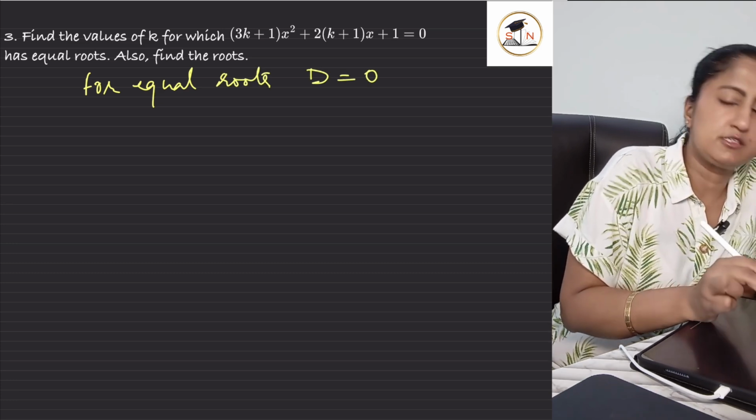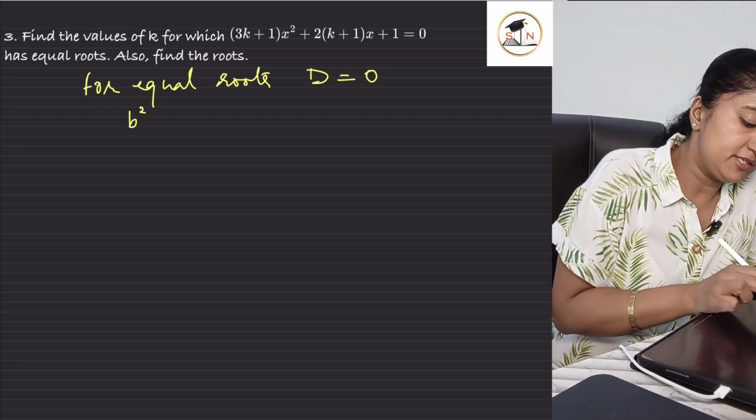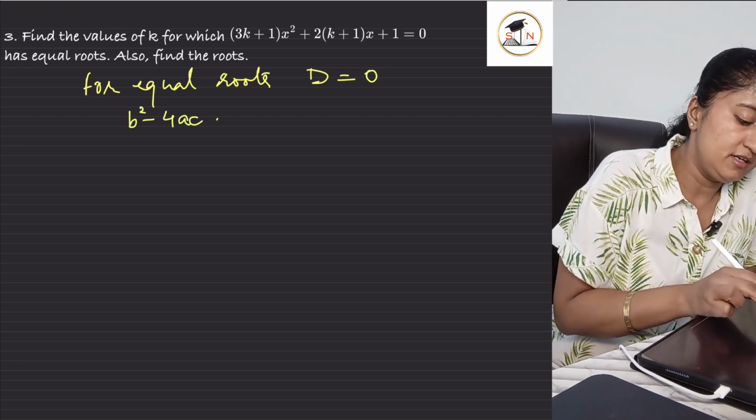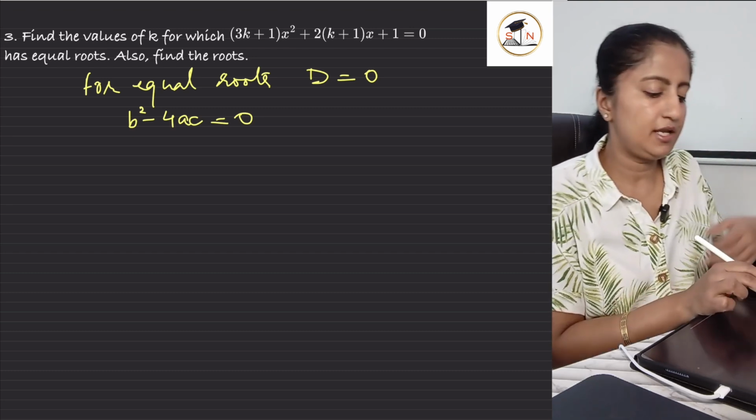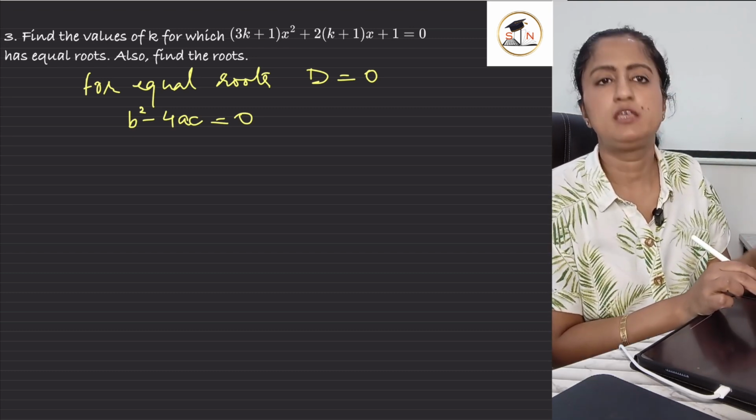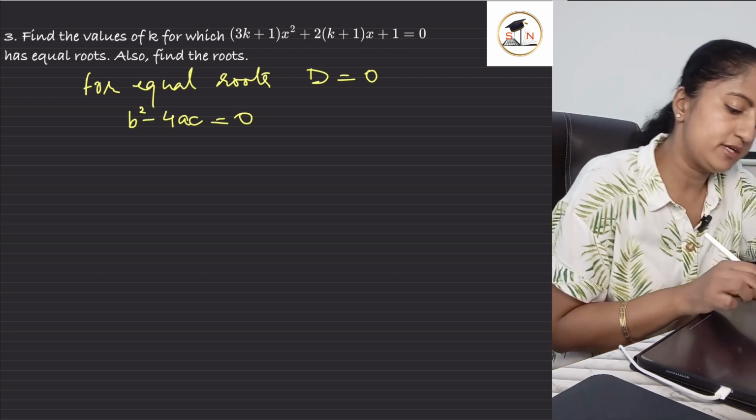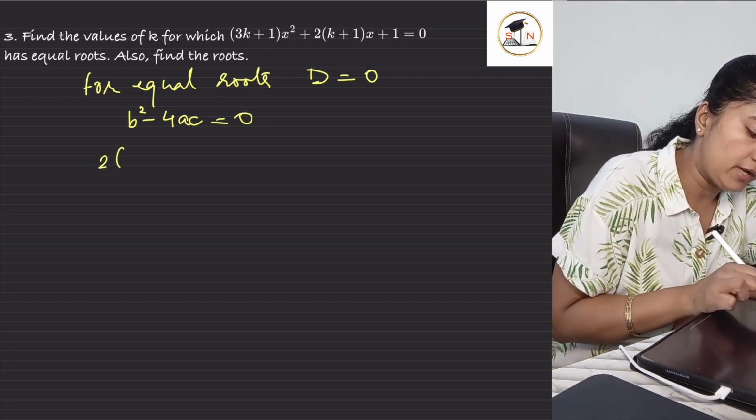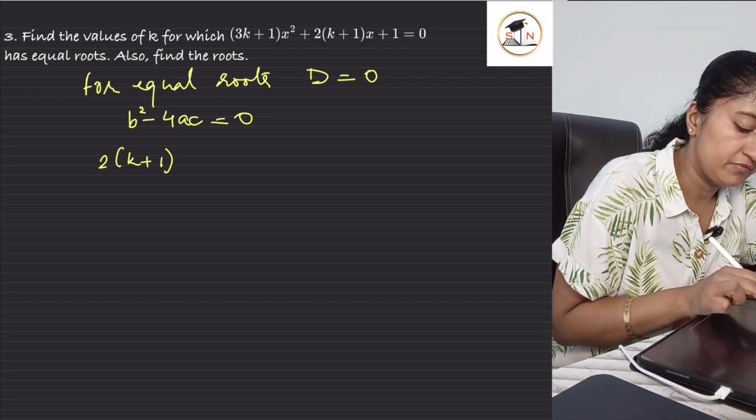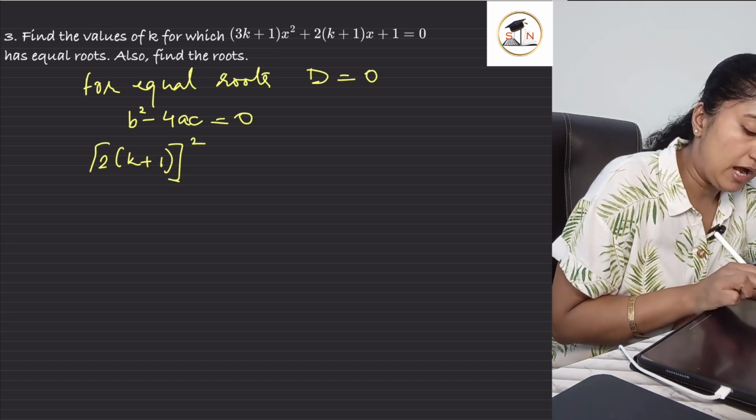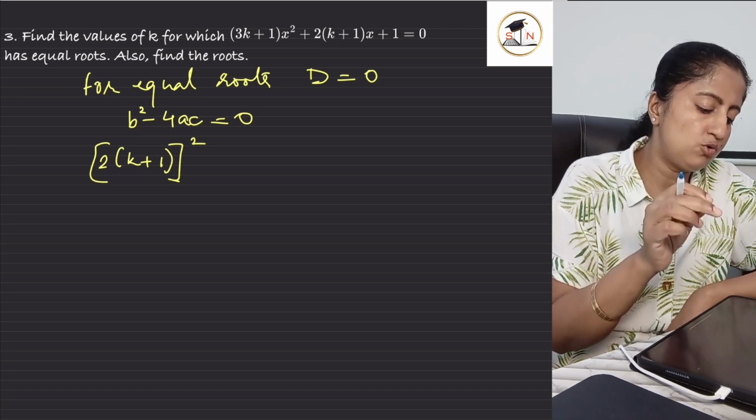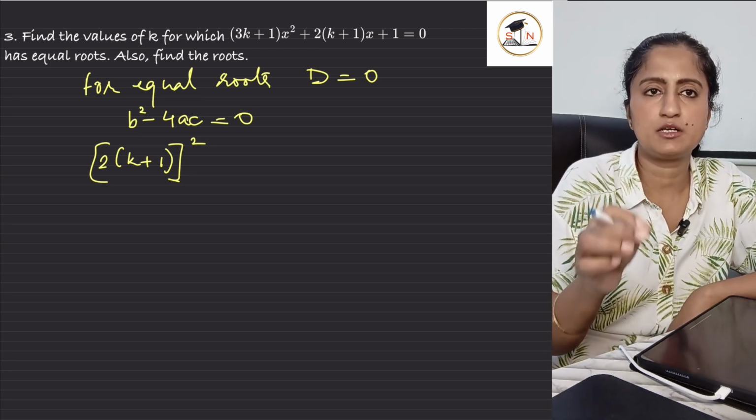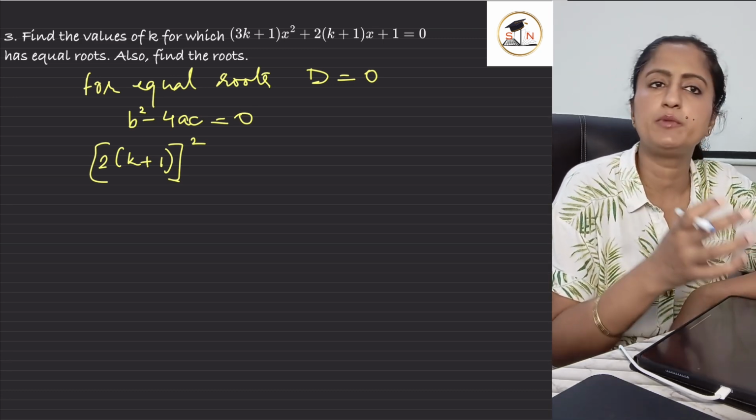D equals 0. That means b square minus 4ac equals 0, right? So now plugging in the values of b, a, c carefully over here. What is b? B is 2 times k plus 1. I'm writing a square outside the square bracket over here, the reason being 2 and k plus 1 is a composite expression, so everything needs to be squared.